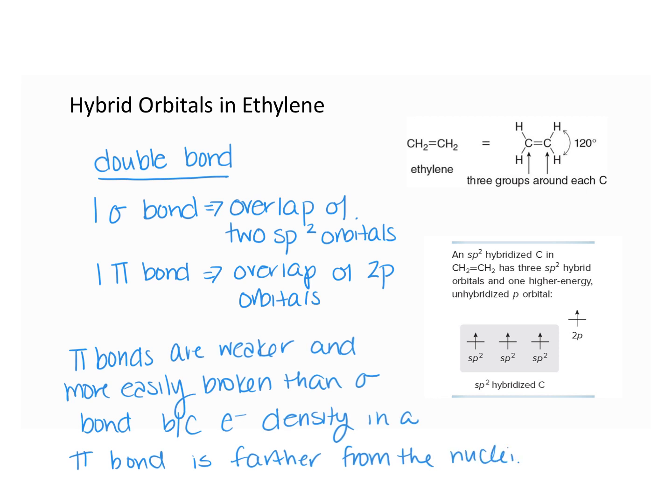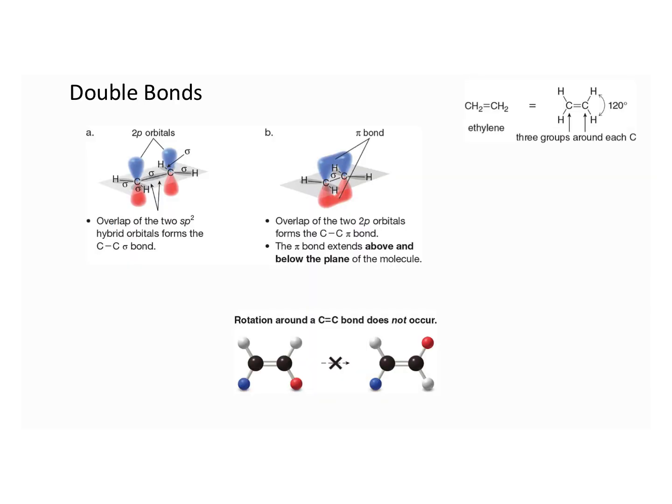Okay, so let's visualize this. When we look over here, what we see is that we have our two p orbitals that are perpendicular to the sigma orbital here, and they come together and overlap to make the pi bond here and here. So the pi bond is going to be above and below the plane of the molecule, so it's sticking way far out there.